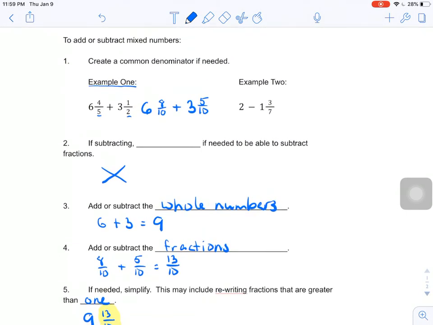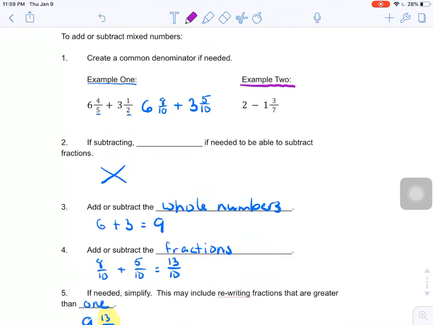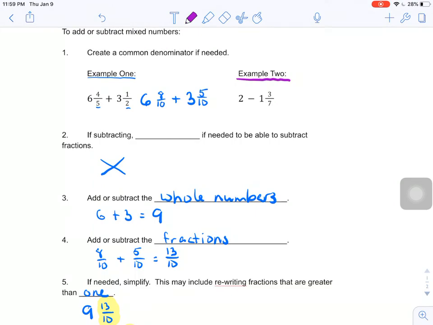Now we're going to come back through here and we are going to look at example 2, which is subtracting. So in this problem, example 2, we only actually have one fraction starting off. So we don't need to worry about a common denominator because right now we don't have a denominator in the other number. But we do need to deal with our second step.